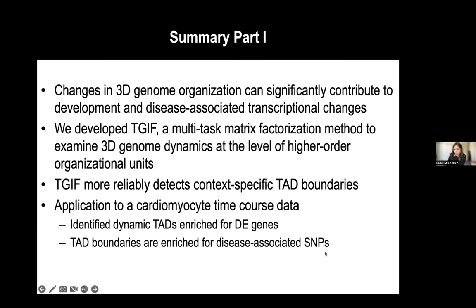So just to summarize the first part of my talk, what I told you about is to try to come up with ways to systematically compare 3D genome organization. And the way we are doing this is by using a multitask framework where we are doing a dimensionality reduction based on NMF, and then that helps us to identify more reliable differential boundaries. And the TAD boundaries, differential boundaries, are enriched for differentially expressed genes, and then the SNPs also tend to be enriched in these differential boundaries. So that is the first part of my talk.